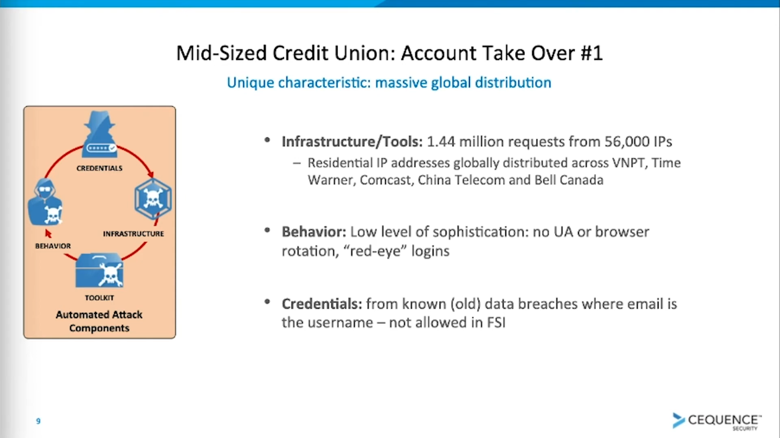The behavior that the attackers exhibited was not very sophisticated, so there were no user agent or browser rotation efforts. The logins were at what would appear to be odd times for the particular geographic location. And the username was primarily email-based, which in many financial services industries is no longer allowed. So it was very easy to determine the malicious nature. When you look at all of these different things, it was very easy for us to determine the malicious nature of the attack.